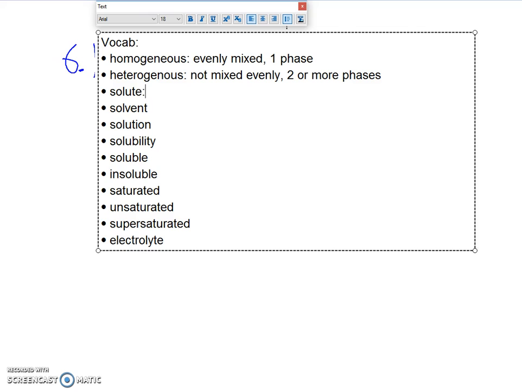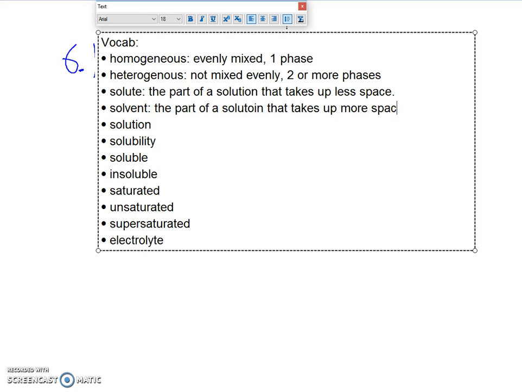A solute is the part of a solution that takes up less space. Good idea if you want to put these on flashcards, especially the ones you need to study more. Solvent is the part of a solution that takes up more space. Solution is the actual mixture. So this is a homogeneous mixture, meaning it's evenly mixed. So it's the same phase throughout, so one phase, everything that we said in homogeneous right here.